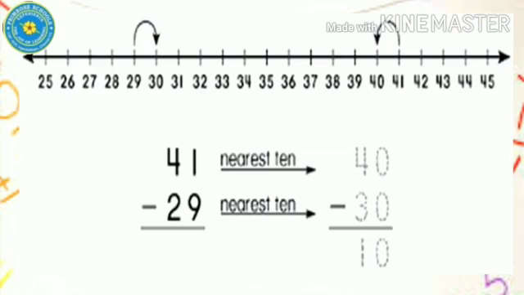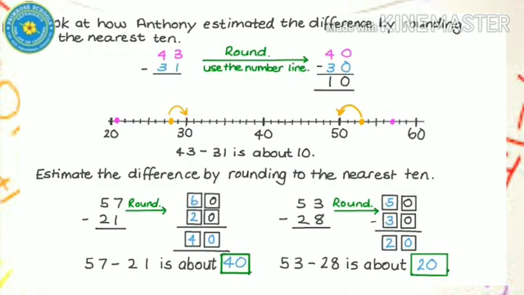Now let us do subtraction of 40 minus 30. What do we get? We get 10. Right? Now this 10 is called the estimated difference. Now what is the actual difference? When you subtract 29 from 41, what do we get? We get 12, right? Now 10 is closer to 12. That is how we are going to do the estimation. Clear, children?